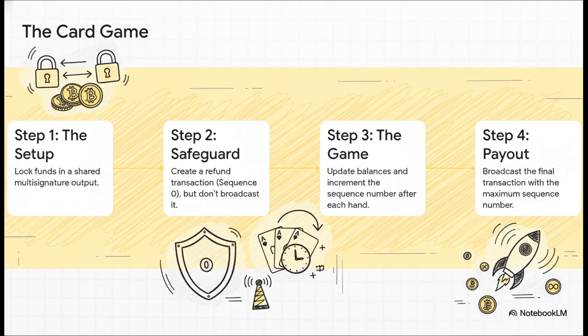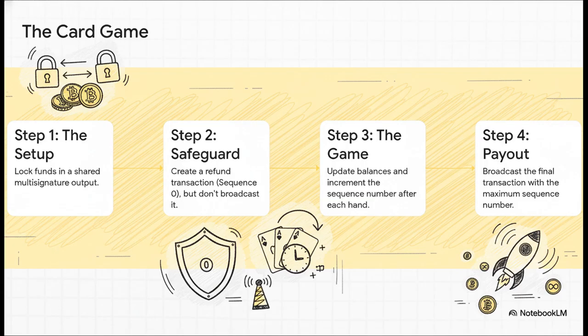Okay, so now the game starts. Let's say Alice wins a hand. They create a new transaction, this time with sequence number 1 that gives her a bigger slice of the pot. They both sign it, but again, they don't broadcast it. Then Bob wins. They create another version, sequence number 2. And they just keep doing this, updating the balances with a higher sequence number each time.